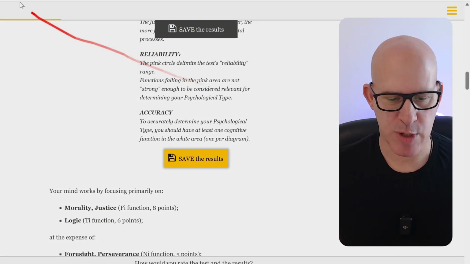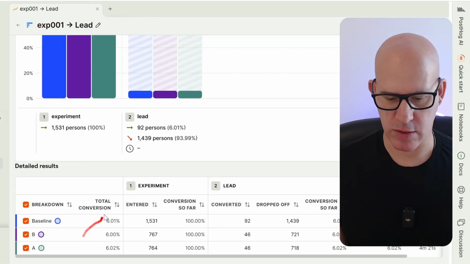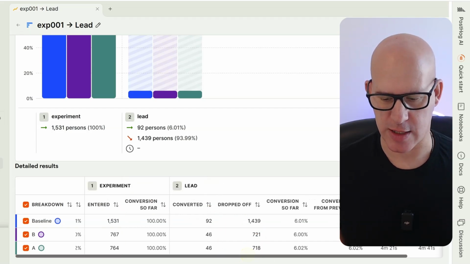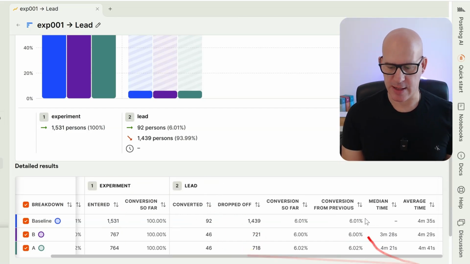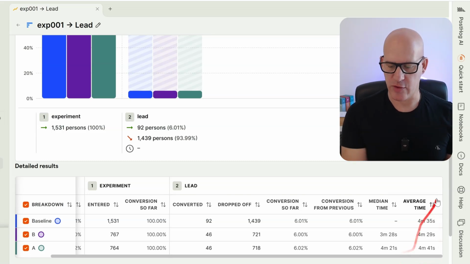Now, as you may have understood from the introduction, this didn't quite work out the way I intended. We didn't get more conversion, but was it a failure? I think it wasn't. Let me show you why. So in PostHog, the tool does not only track conversions, it also tracks how much time it takes for a user to convert. And here you have average time and median time.